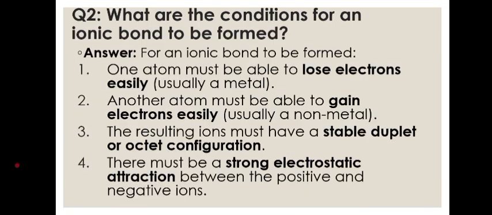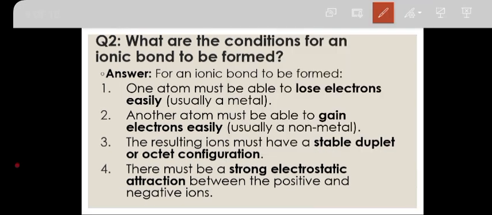We have another question. What are the mandatory conditions for an ionic bond to be formed? There are some conditions for the formation of an ionic bond. The first one is, one atom must be able to lose electrons easily. They are usually metals.